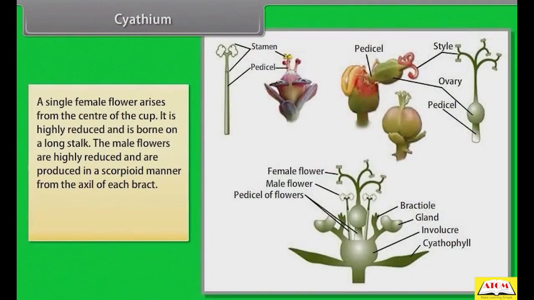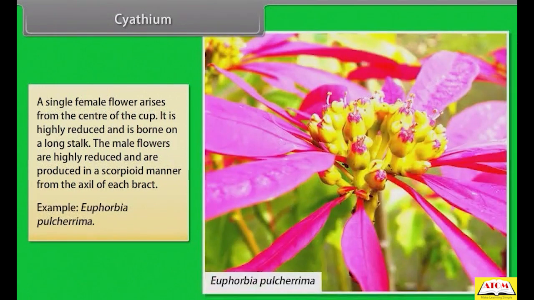A single female flower arises from the center of the cup. It is highly reduced and is borne on a long stalk. The male flowers are highly reduced and are produced in scorpioid manner from the axil of each bract. Example, Euphorbia pulcherrima.